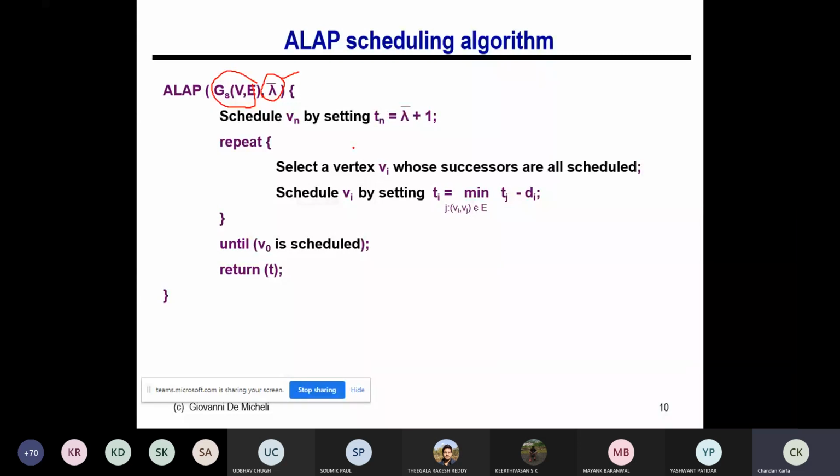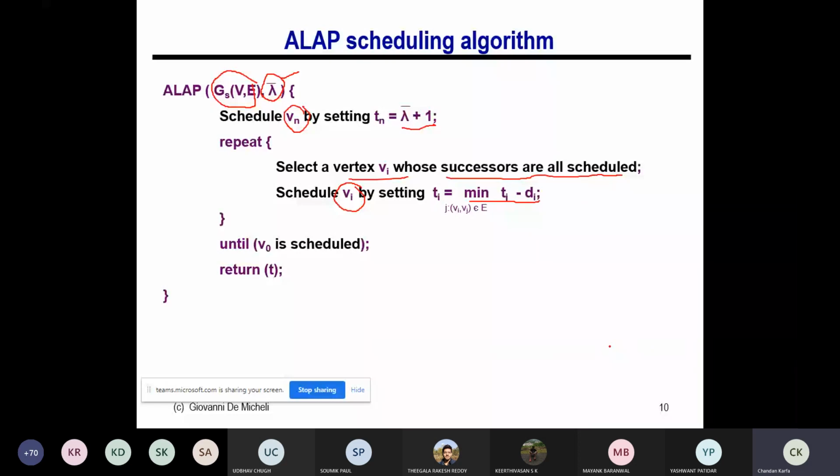It will. I'll explain what is the use of this ASAP and ALAP. So the logic, I hope you understand, is that I'm going to take the sink node and schedule it into lambda plus one, or sorry, gamma plus one. That means the 5. And then I'm going to select those vertices whose successors are already scheduled, as I explained, and schedule this VI by taking the minimum of this number.